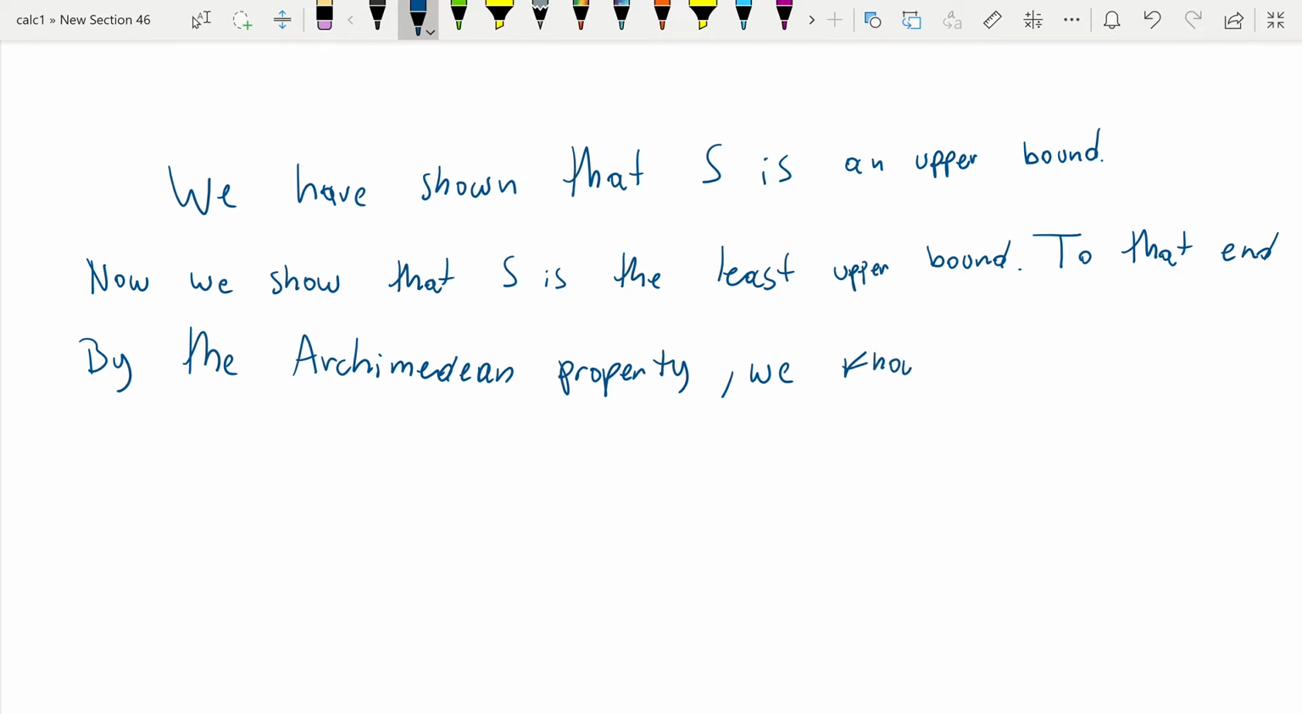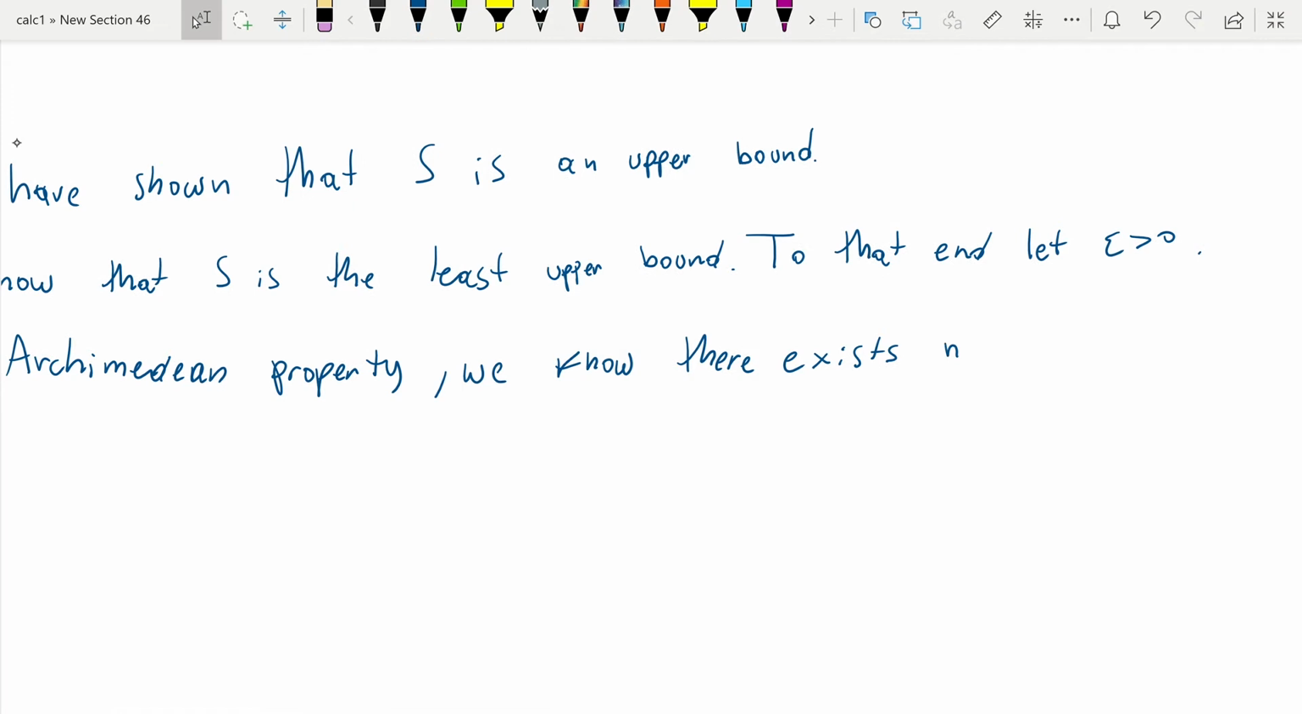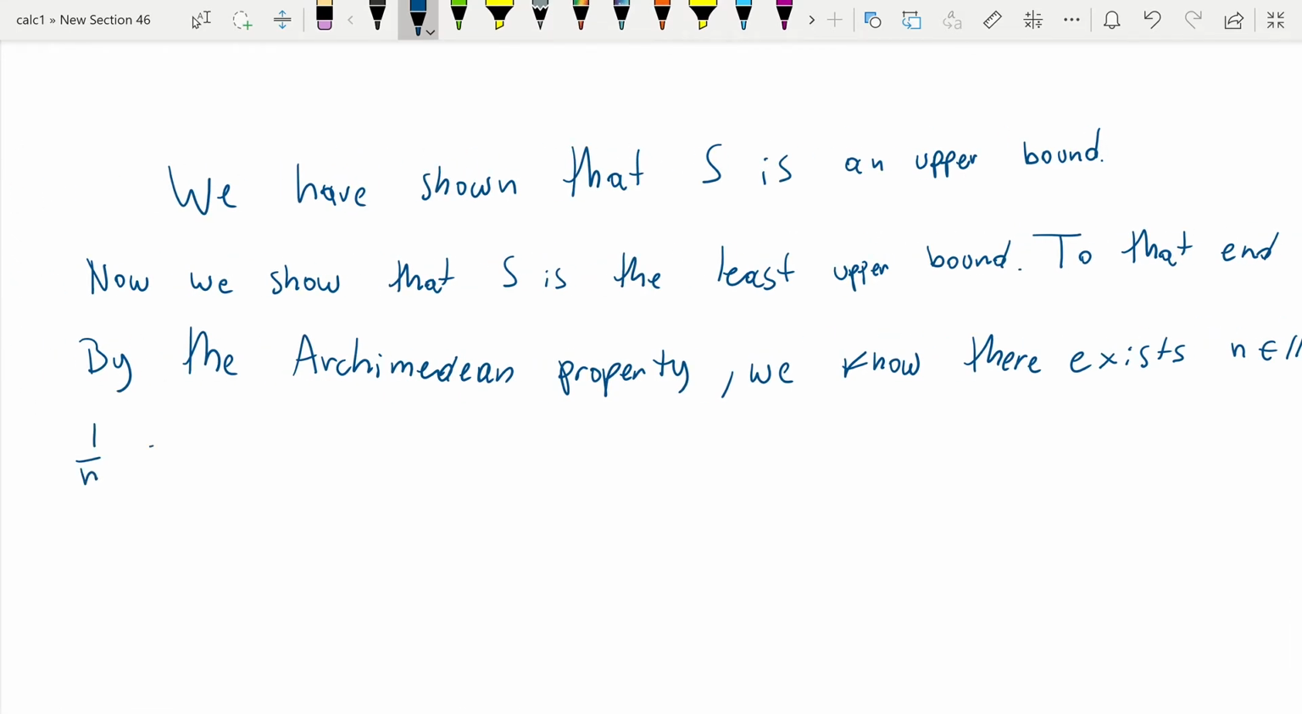we know there exists N in the natural numbers such that 1 over N is smaller than epsilon. Which of course is still greater than 0. Right? So we know there's one N that satisfies this property.